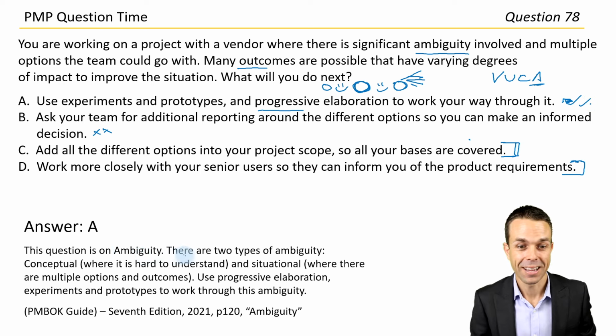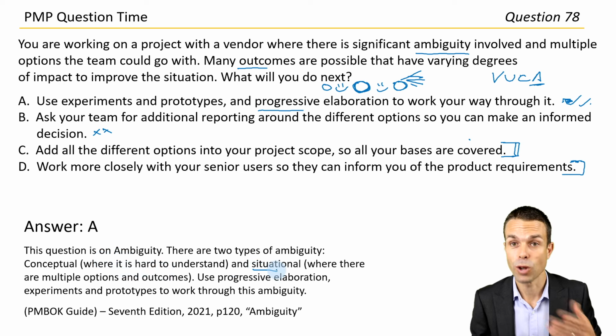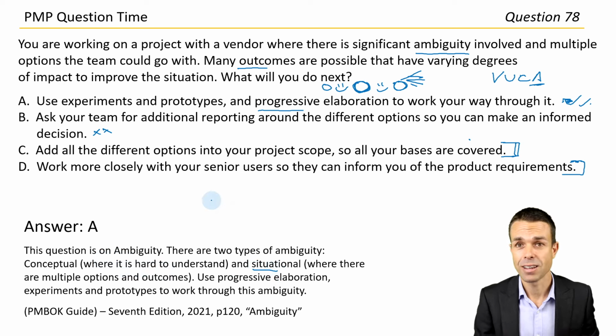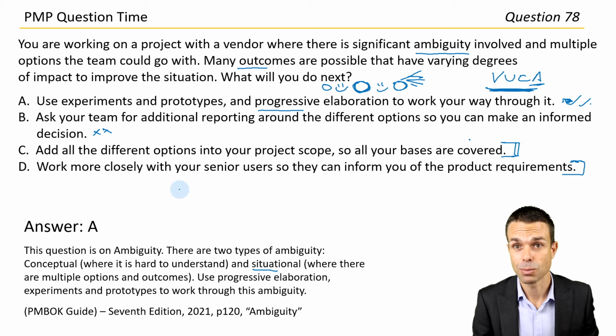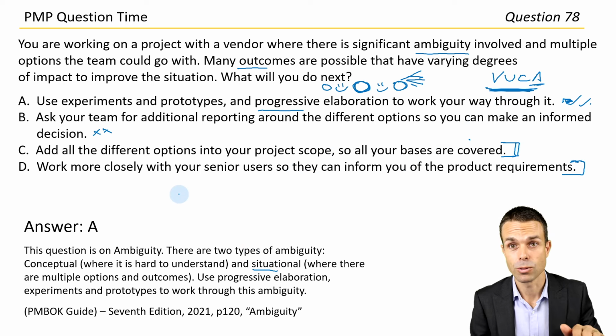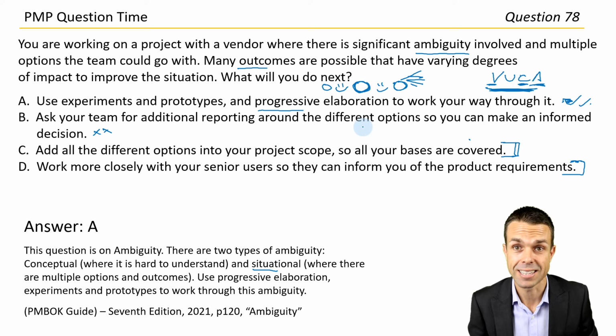Now that I've said that so much, there are two different types of ambiguity. Conceptual, where something is hard to understand, and situational, where there are multiple options and multiple outcomes. And the reason VUCA actually came from the military is that in a military environment, you're going into an environment that is or could be volatile. It could be ambiguous. We're not sure. There's lots of different options. It could be complex. There's lots of things interacting with each other and changing the outcome.